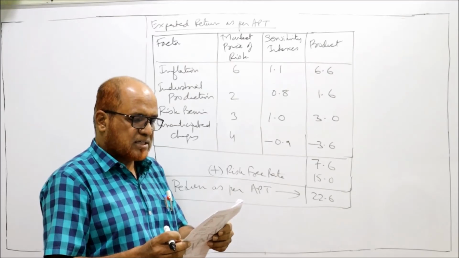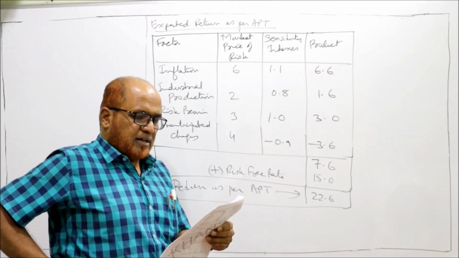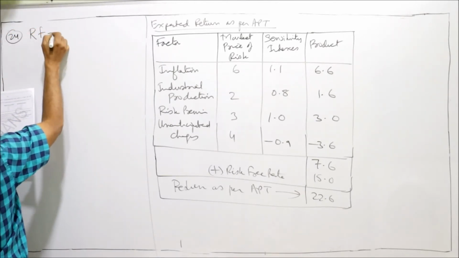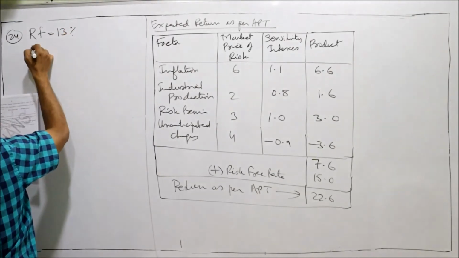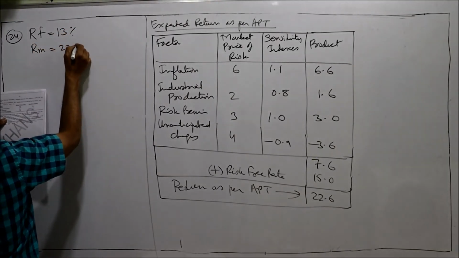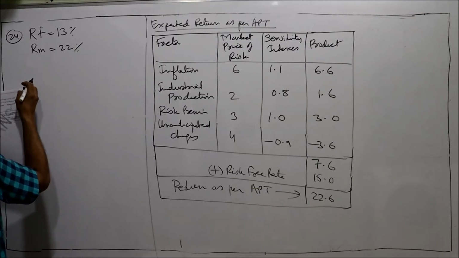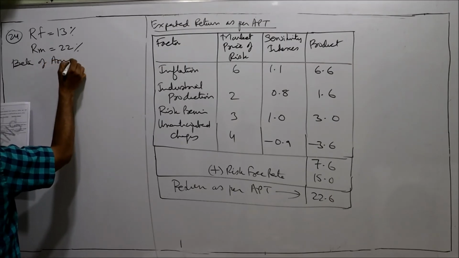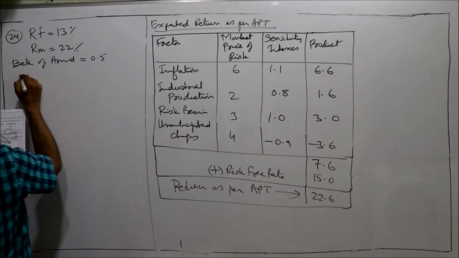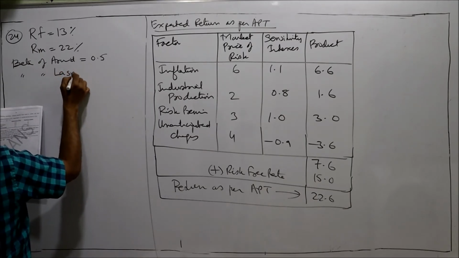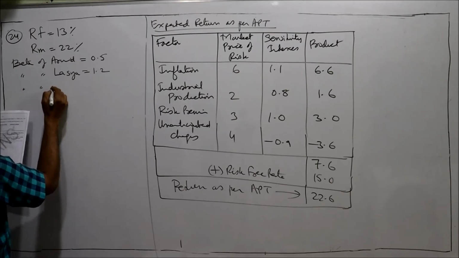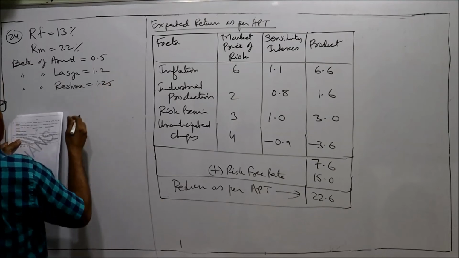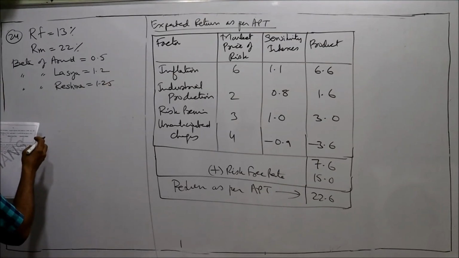If the expected market return is 22% and the risk-free rate is 13%. So in the 24th problem, RF is equal to 13%, RM is equal to 22%, and beta of Arvind is equal to 0.5, beta of Lasya 1.2, beta of Reshma 1.25. Then what would be the expected return on Arvind?